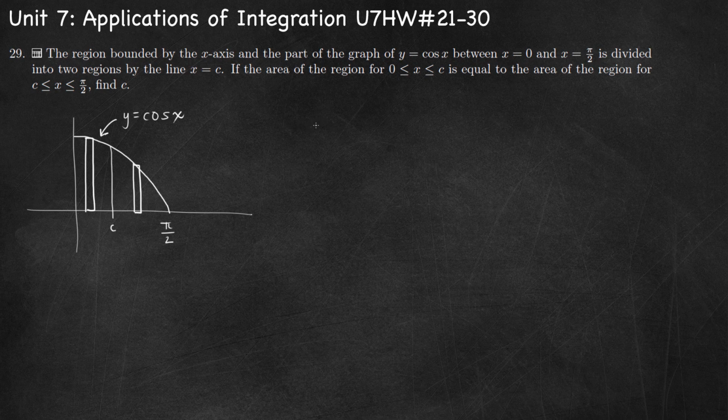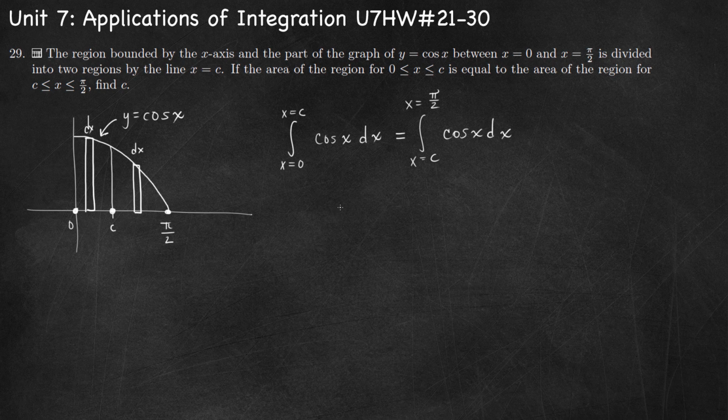Okay, so let's go. This is a dx problem because I have vertical cross sections, and my bounds are going to be from 0 to c and then from c to pi over 2. So I have an integral from x equals 0 to x equals c, top minus bottom, so cosine x minus 0 times dx. And that, we want to know, where is that equal to the integral from x equals c to x equals pi over 2 of the same thing, cosine x times dx.